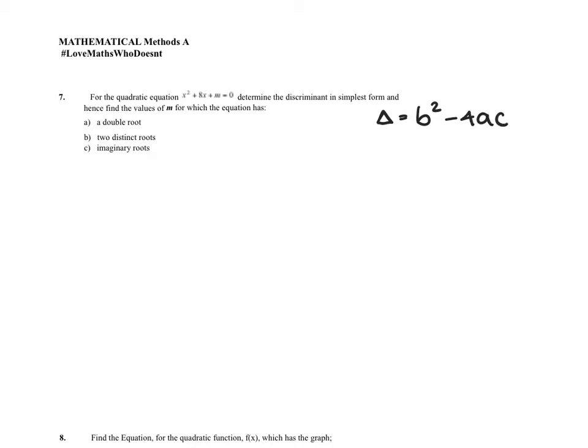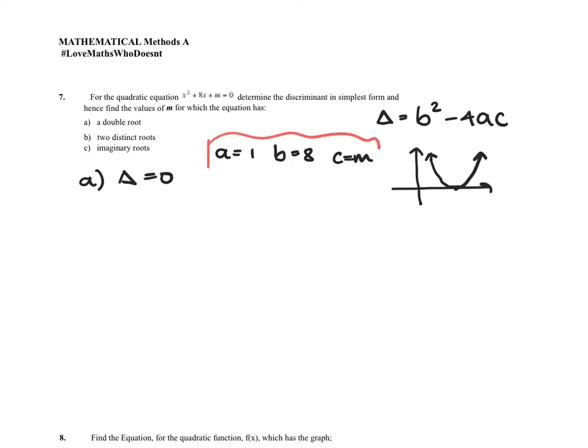We do know that for a double root, the graph is going to touch the x-axis once. So that is a double root. We do know that the discriminant has to be equal to 0. Looking at this equation, we can see that a is equal to 1, b is equal to 8, and c is equal to m. And we're going to use this and substitute.